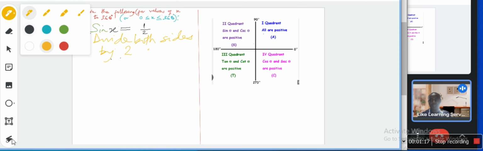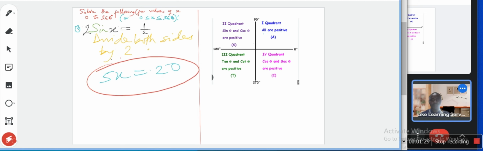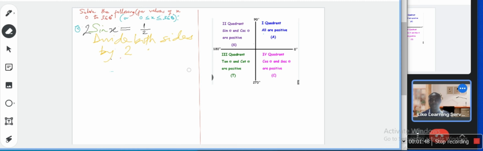What I'm writing down is not something that you are not familiar with. If I had 5x equals 20, how will you find x, for instance? Is it not to divide both sides by 5, so that 5 will cancel out? Then you now have 20 over 5. That's the same thing I applied in this question.